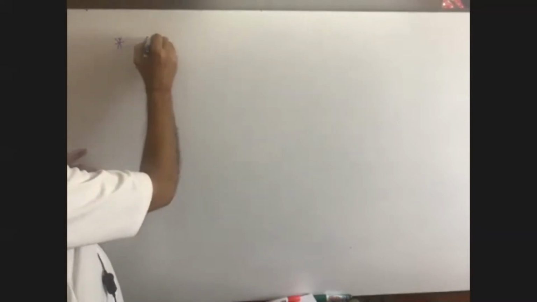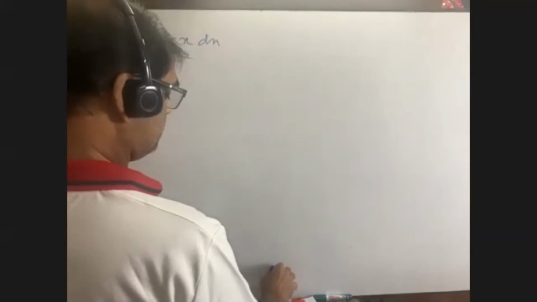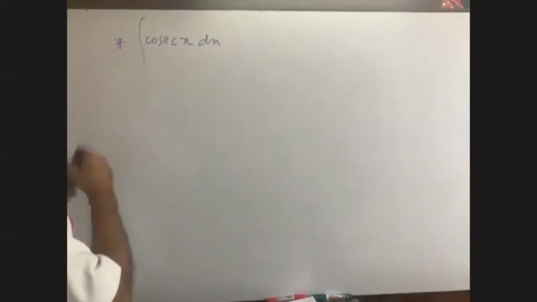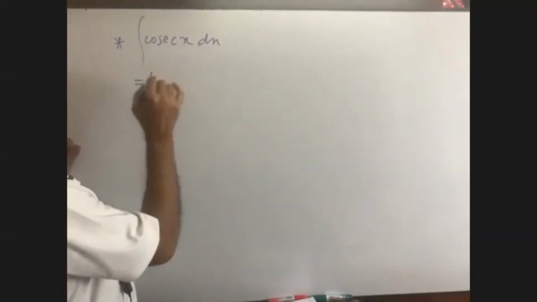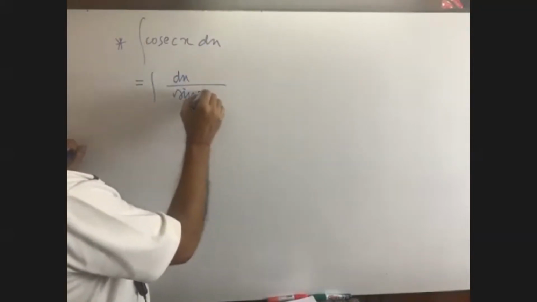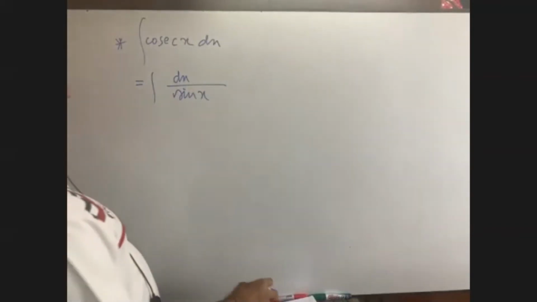Now what is left? Cosec x. Who can do it? What is meant by cosec x? At first, let me know. 1 by sine x. Cosec x equals 1 by sine x. Very good. So we can write dx by sine x. Can you write it? Okay, we can write it.